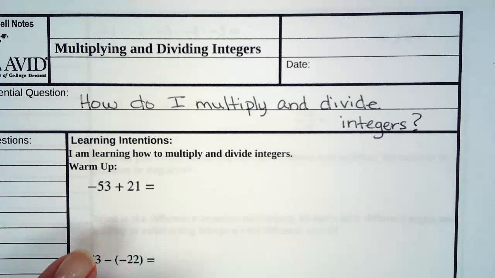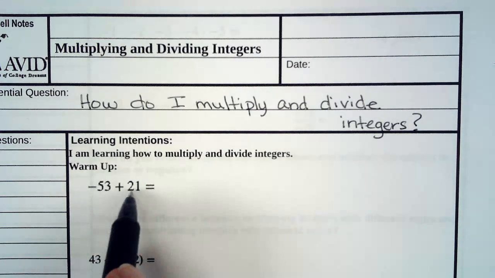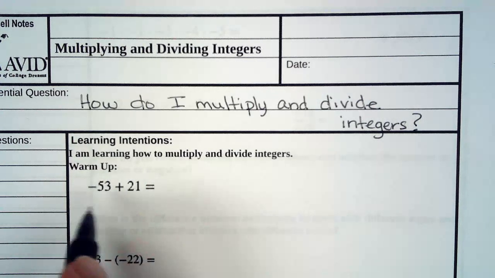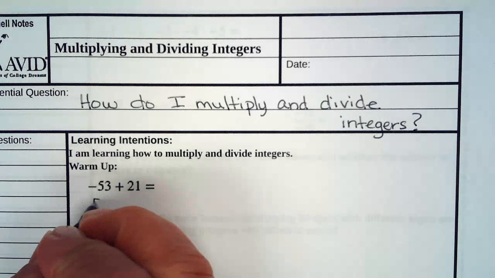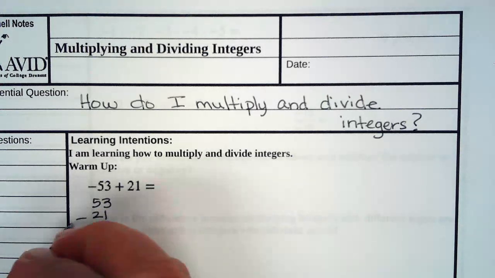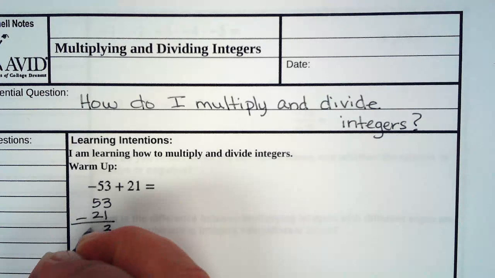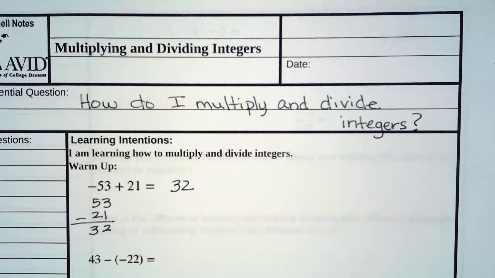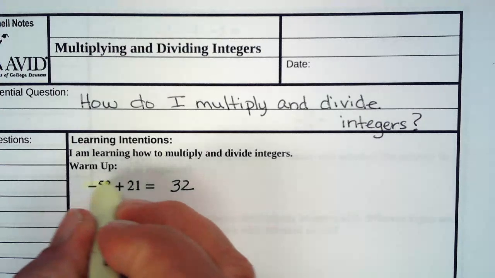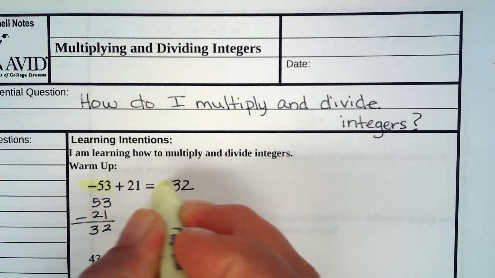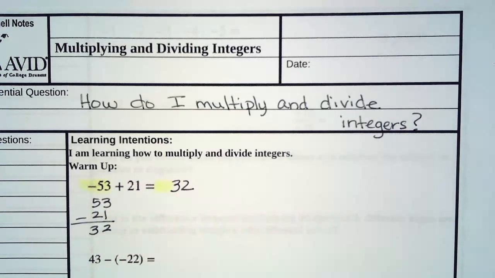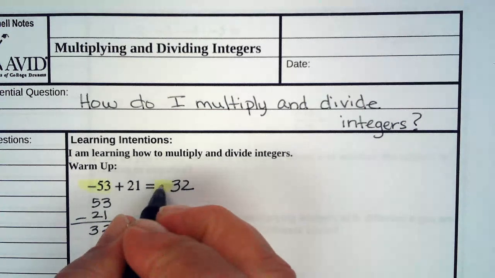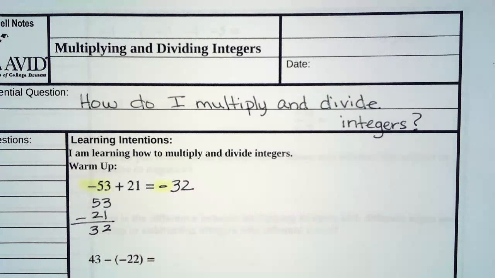If you're looking at it, these have different symbols. It means that we will find their difference. 53 minus 21 gives me 32. So I bring the 32 up. Now I have to ask myself, which is bigger, 21 or 53? 53 is bigger, so I know that that negative sign has got to go with my 32. Okay, let's look at the next one.